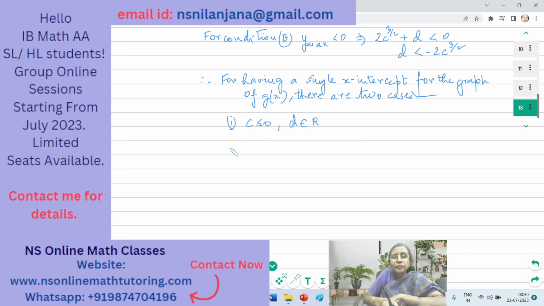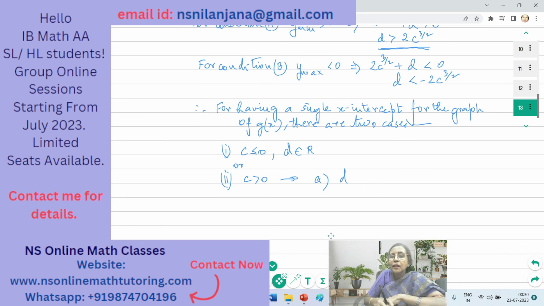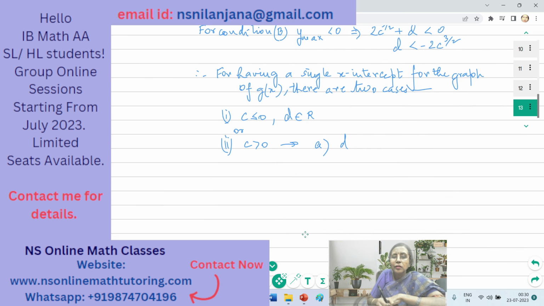Or c is greater than 0 and d is greater than 2 times c to the power of 3 over 2, or d is less than negative 2 times c to the power of 3 over 2. This is the answer.